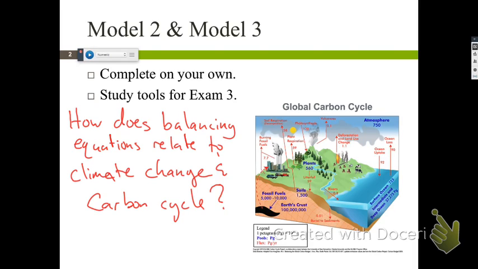All right, so anyway, I just wanted to make sure to tie in climate change to the carbon cycle, to balancing of equations. The more we think about chemistry as, here is an atom, what is that atom going to do? What is it connected to? Where does it go? It doesn't disappear. It's going to make a lot of our calculations easier.